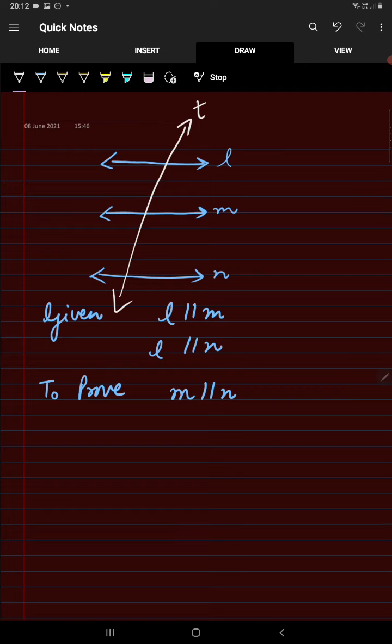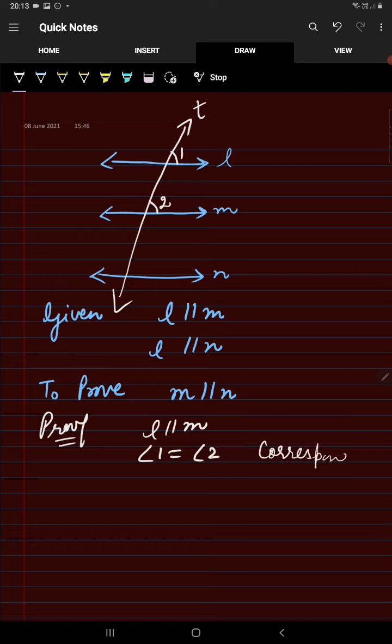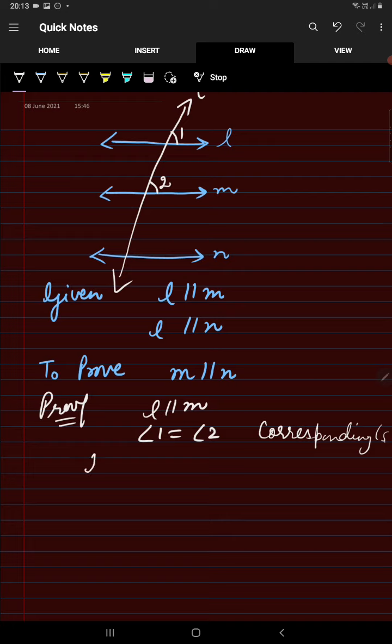So students, since L is parallel to M, these two lines are parallel. If we see this angle and this angle, I can name them angle 1 and angle 2. Angle 1 and angle 2 will be equal because these are corresponding angles. And if I take line L parallel to N, then angle 1 and angle 3 again will be equal because they also form a pair of corresponding angles.